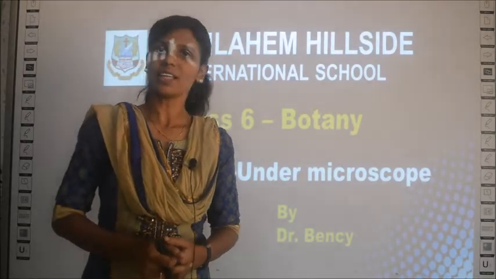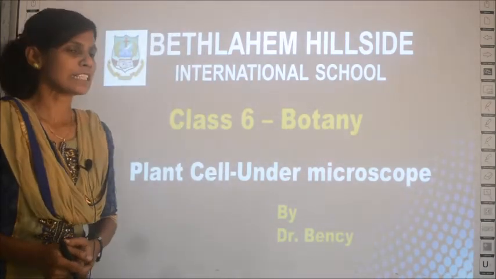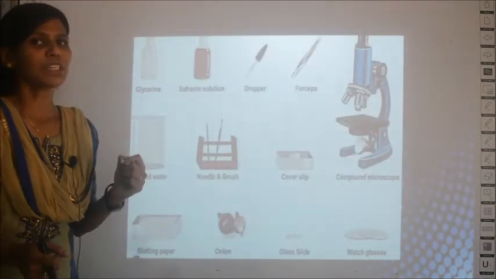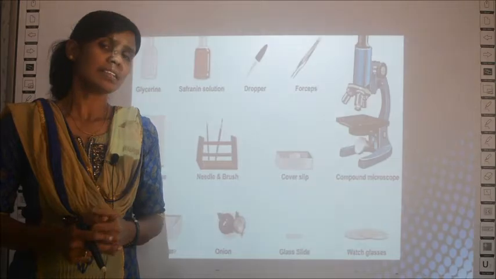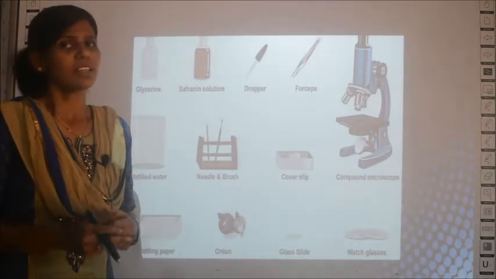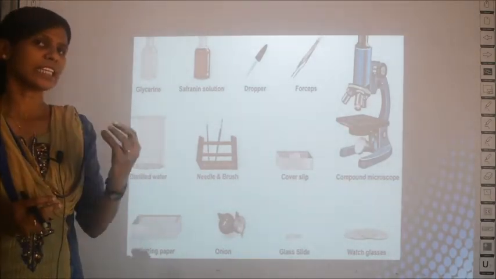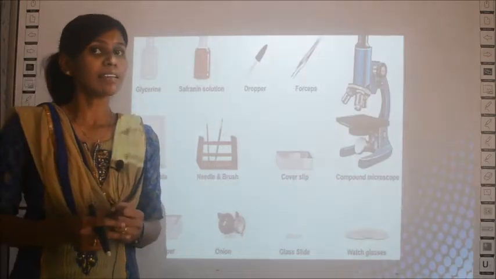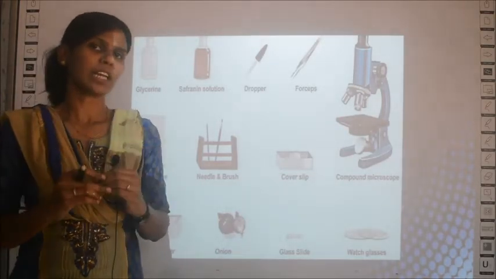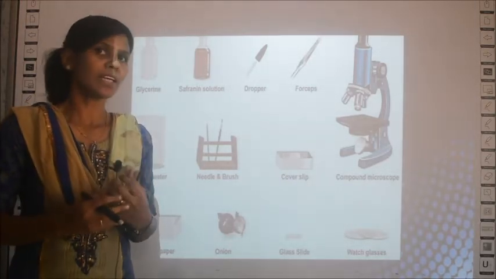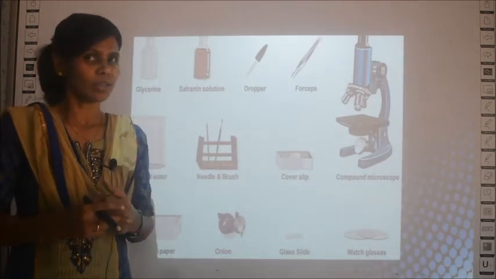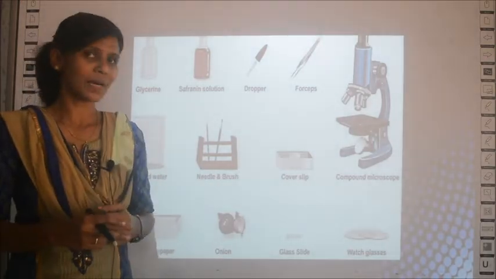What are we going to learn in today's class? Today's class is going to be about the observation of plant cells under the microscope. In this lesson, you have studied the structure of the plant cell, the parts inside the plant cell, the function of each part, and the detailed structure of each organelle. All this we have been studying in the past few classes.